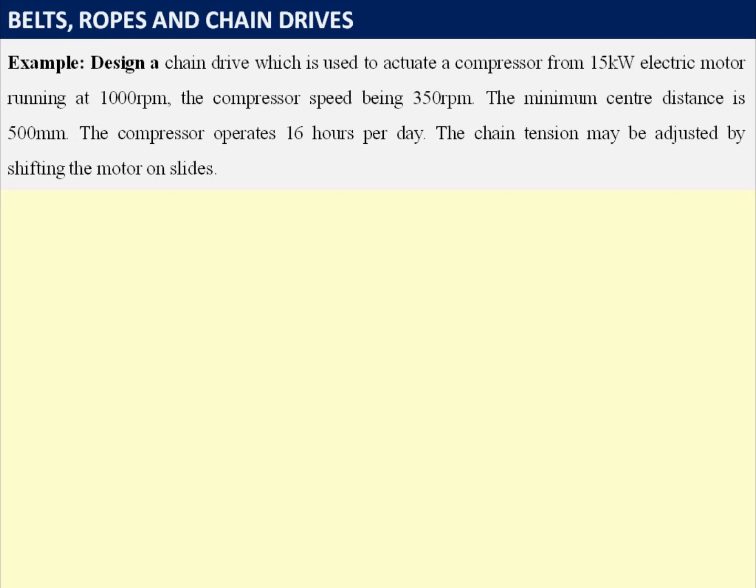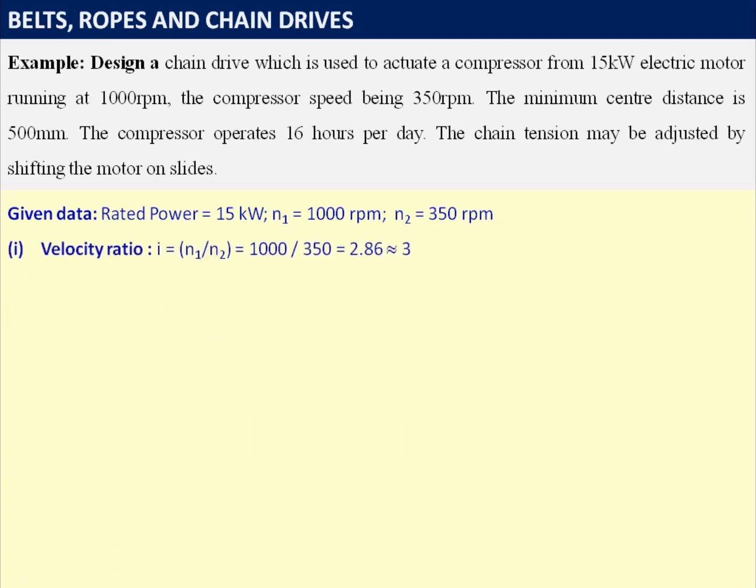So let us write the given data for this problem. Rated power is given as 15 kilowatt. Speed of the driving sprocket N1 equals 1000 rpm and speed of the driven sprocket is 350 rpm. First step, velocity ratio, which is the ratio of the speed of the driving sprocket upon the speed of the driven sprocket. Substituting values, we get velocity ratio equal to 2.86. Let us approximate this equal to 3. Second step, number of teeth on the smaller sprocket.